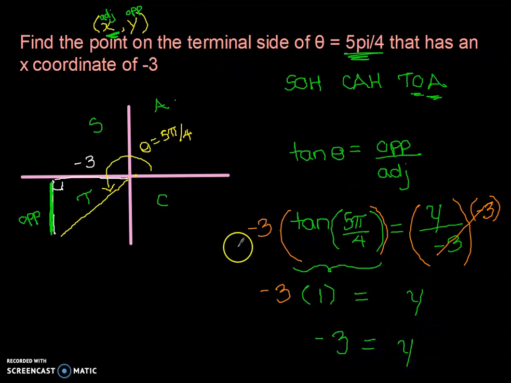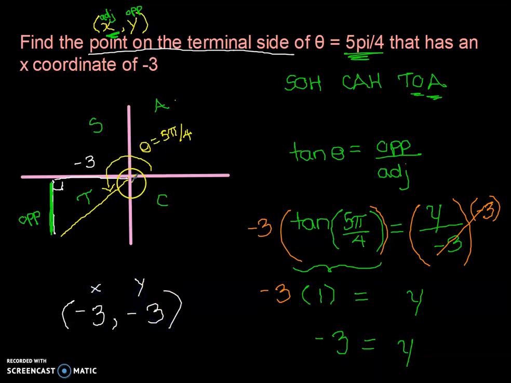So y equals -3. So it's asking for the point on the terminal side, which means the xy value. I already have the x, which is given to me, that's -3, and the y value now I have is also -3. Which makes sense because if I plot the point -3, -3, it does correlate with where I'm at the angle.